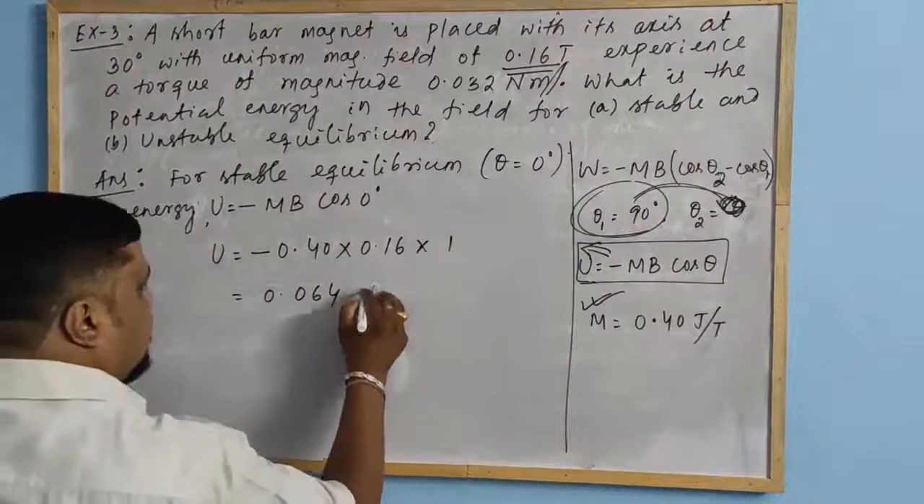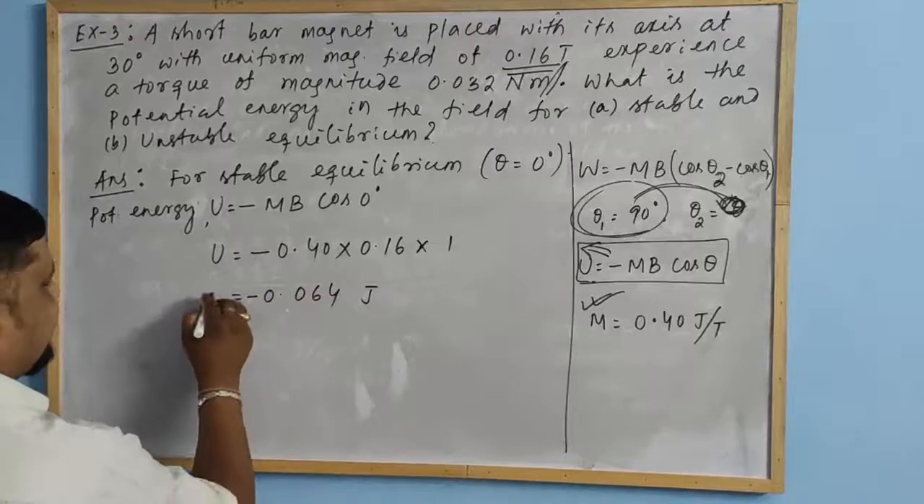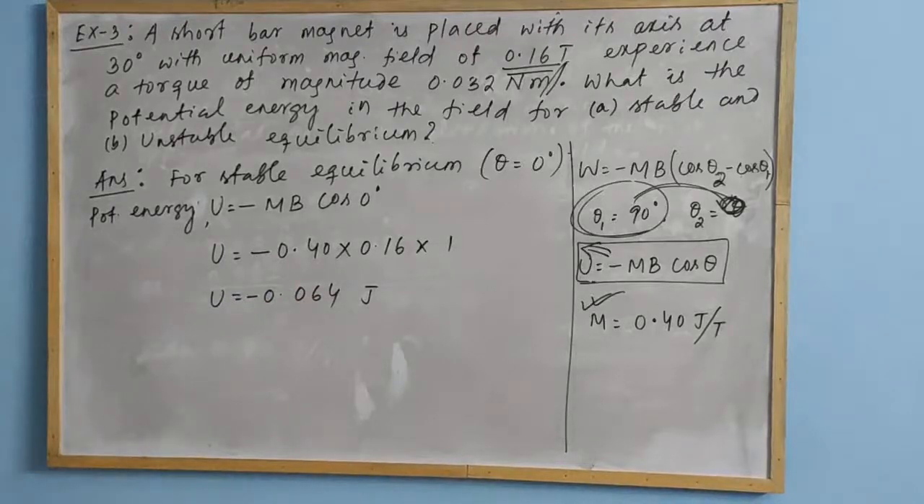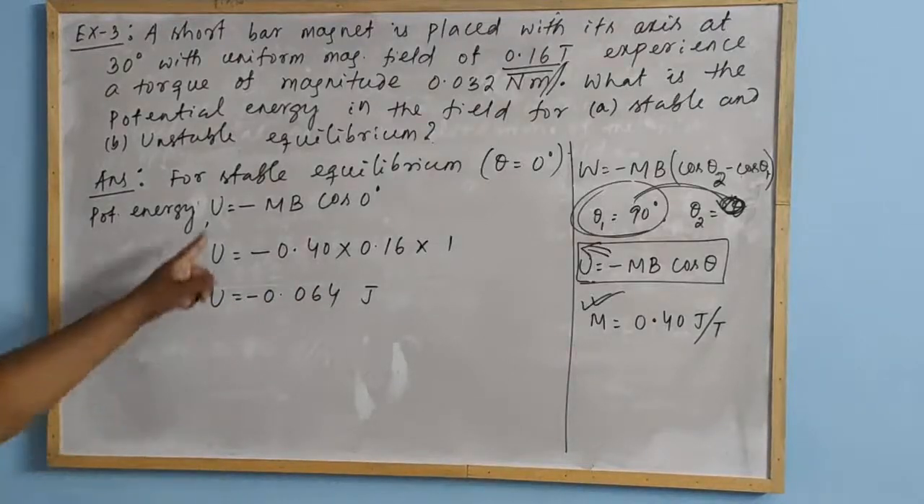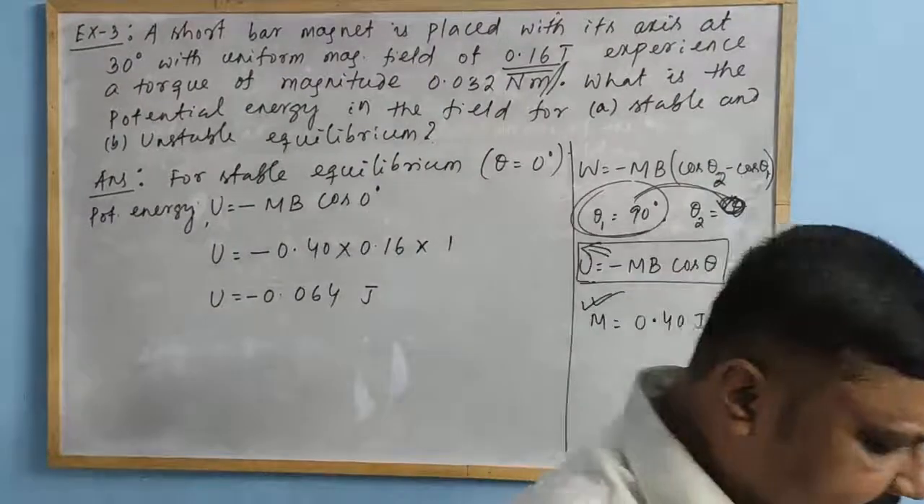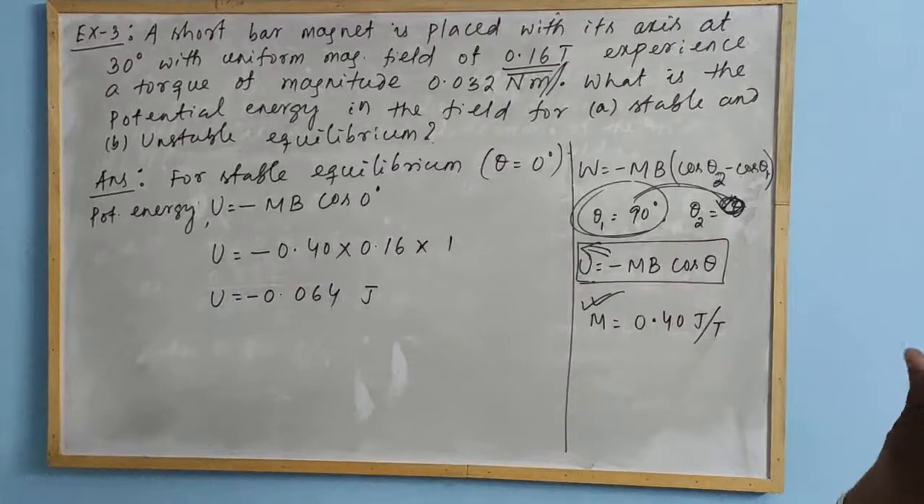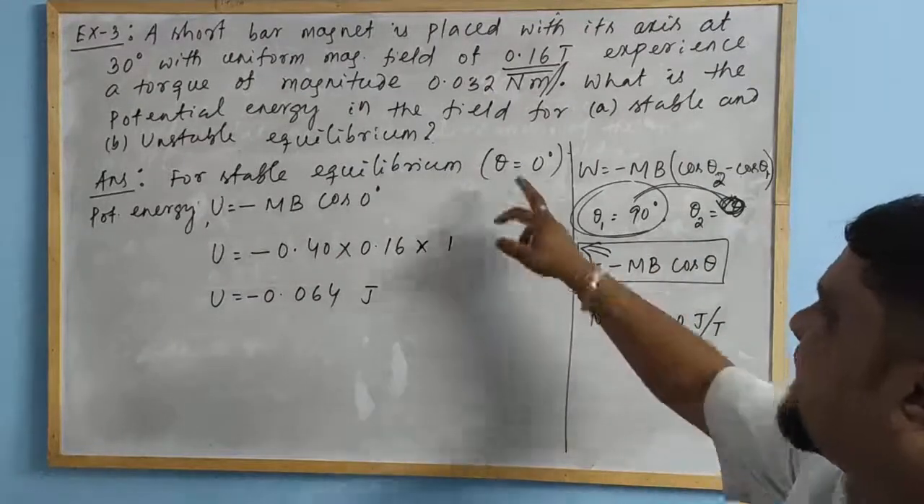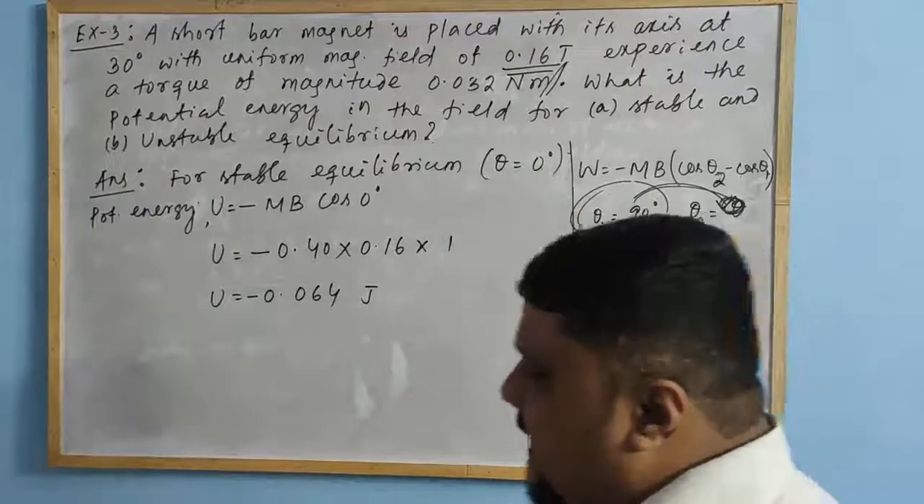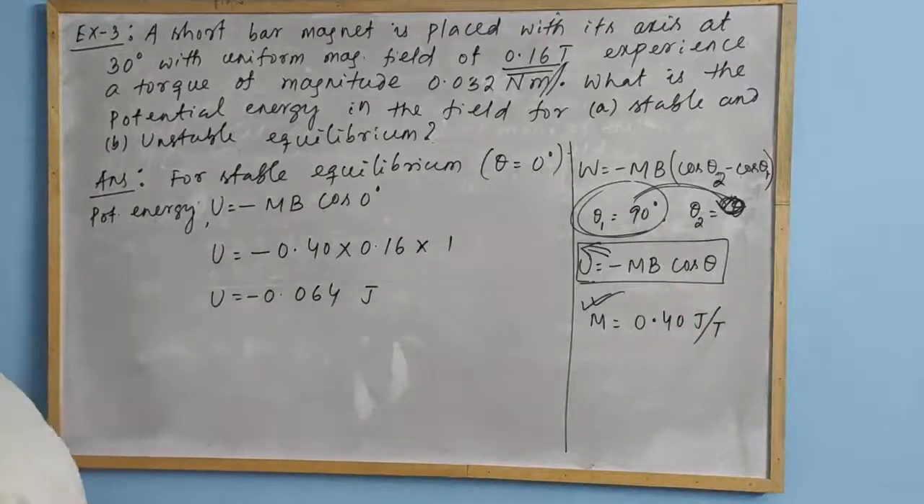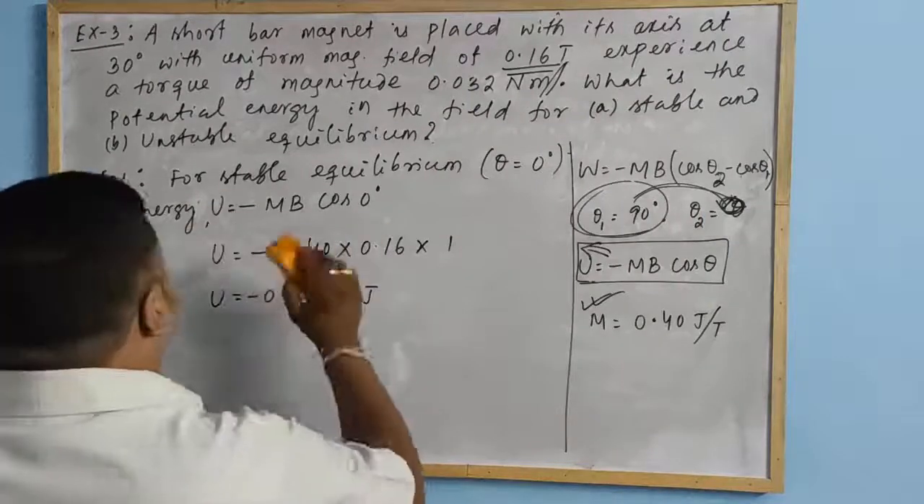0.064 joule. Obviously there is a minus sign, so U is equal to minus 0.064 joule. This is for stable equilibrium, the first part. Then for unstable equilibrium, use the same formula, where theta is 180.